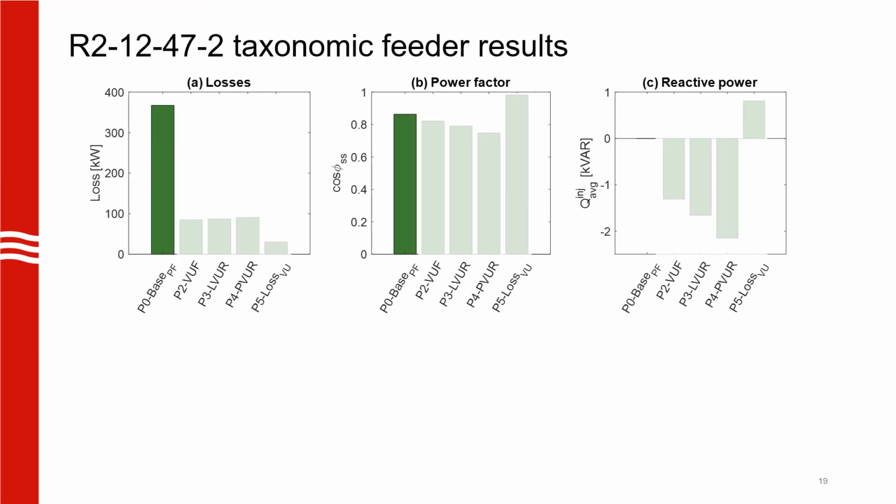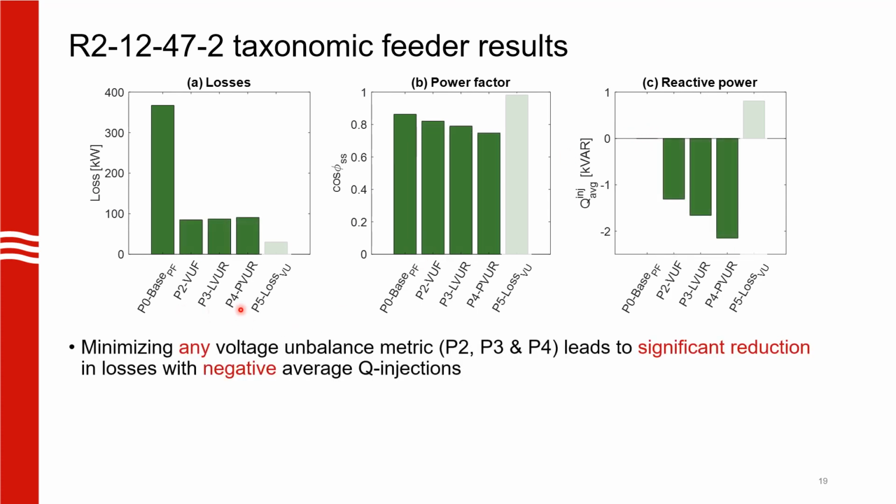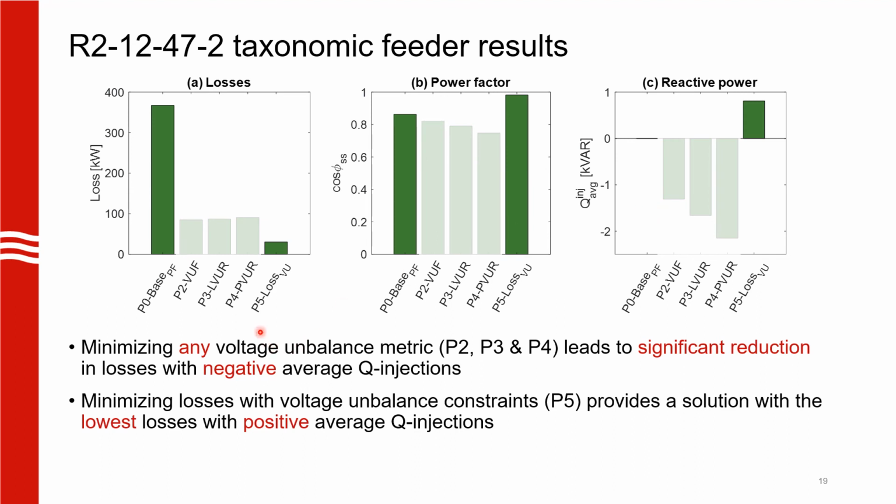Now we look at results for the other power quality metrics. So the losses for the base case are very high and we have a low power factor. And since there is no optimization, the reactive power injection is 0. Minimizing any of the unbalanced metrics leads to considerable reduction in losses, but we see a drop in the power factor. This is because the average reactive power injection is negative. Moving on to case P5, we see an even further drop in the losses, and the difference now is that there is a higher power factor because we now have positive reactive power injections.